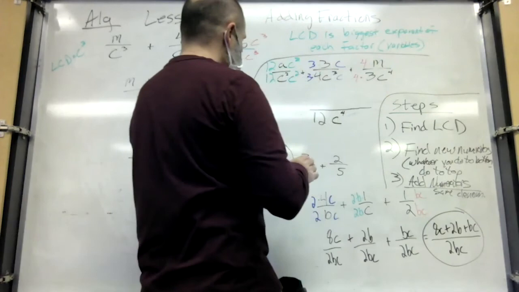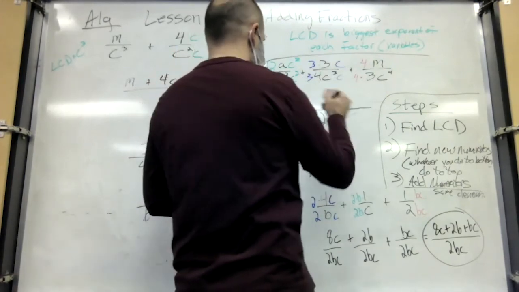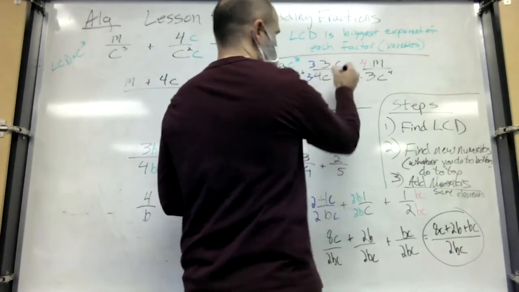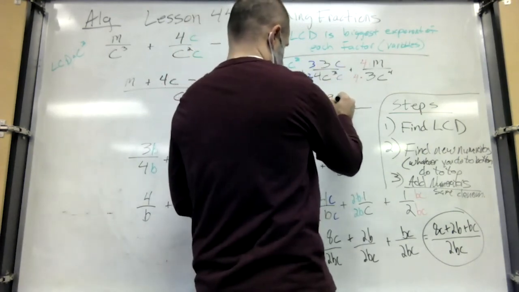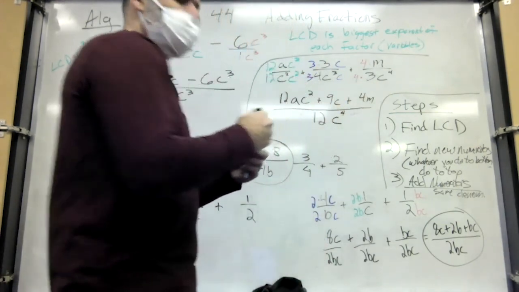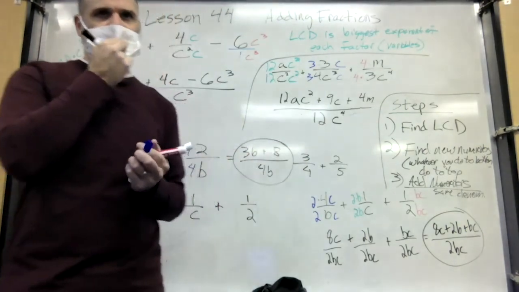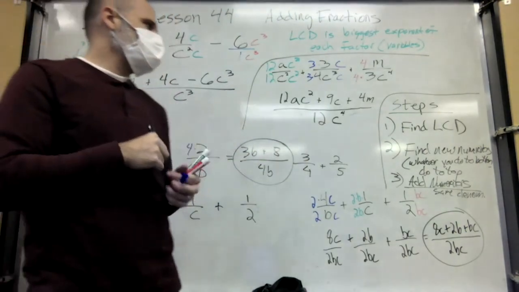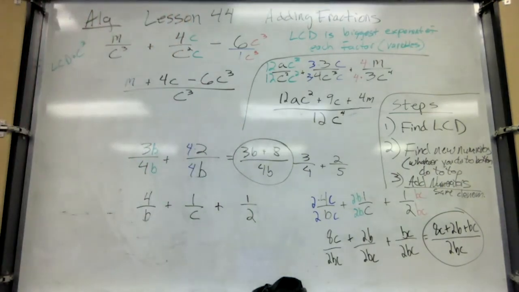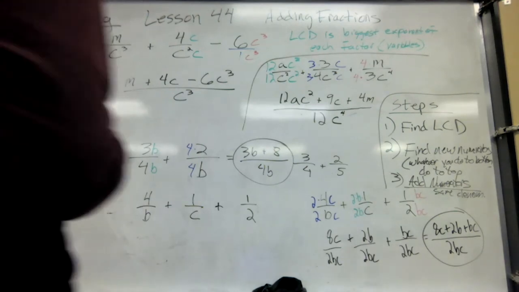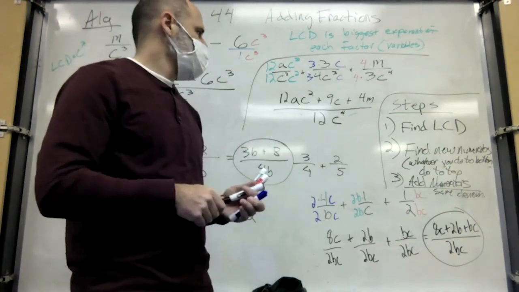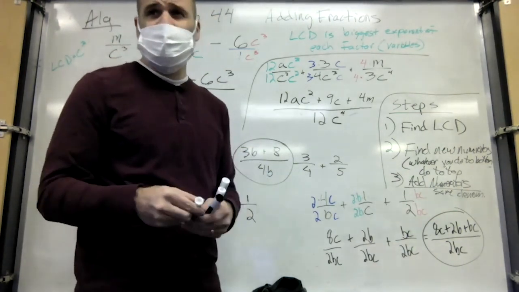Okay, so now I've got 12ac squared plus 3 times 3 times c, 9c plus 4m. It's a little satisfying just to be able to finish it, but it would be a lot more satisfying if it was a little more skinny, not so large a denominator. Okay, does that feel doable?